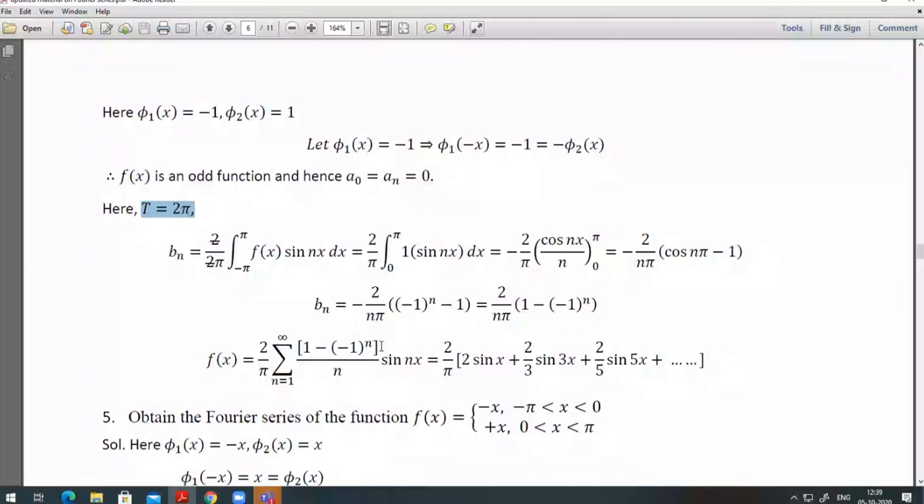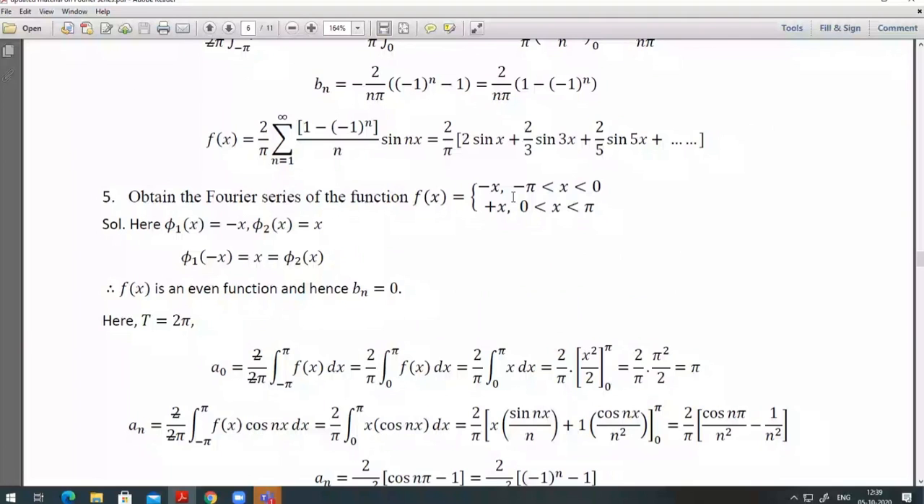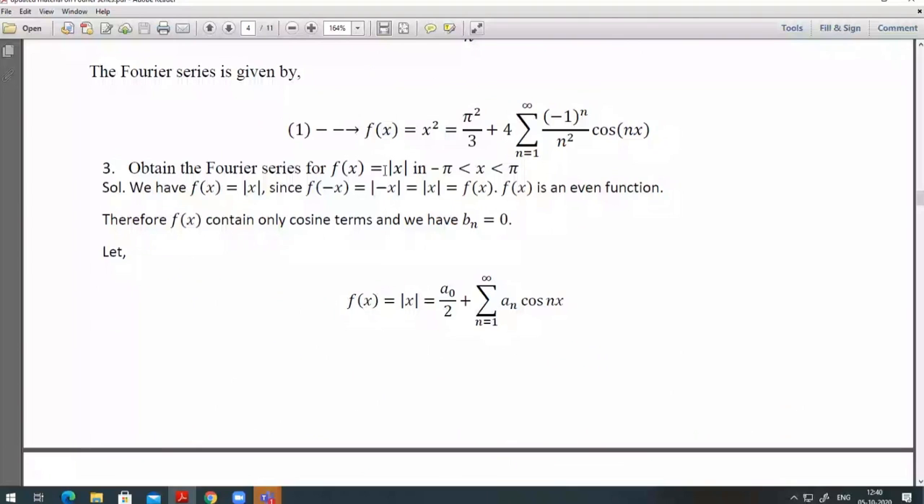So again we get the even function, that is, this example 5 is same as the example 3. We have discussed example 3. Example 3 is mod x in the interval minus pi to pi. This is the same example, given in another way. Instead of taking mod x, it is given as minus x in the limit minus pi to 0 and plus x in the limit 0 to pi. So we get the same result for the fifth one.